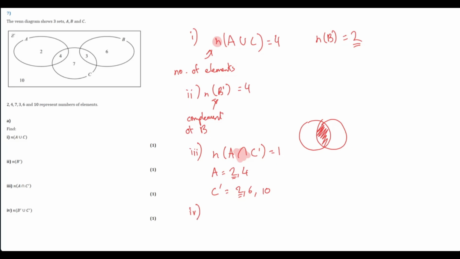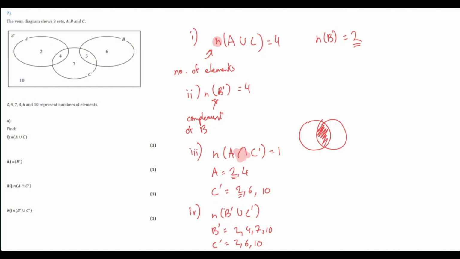Lastly, part 4, n of complement of B union complement of C. I'm going to list out not B first, all the numbers in not B. That's going to be 2, 4, 7, 10. Okay, that's everything in not B. And not C, this is equal to 2, 6, 10. Okay, so we're looking for the union that comes up for both.